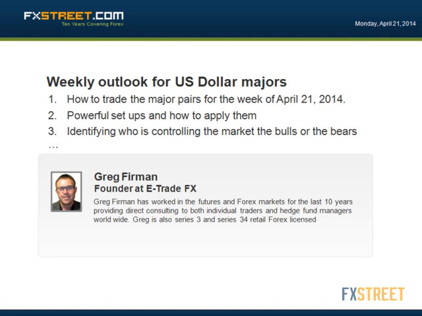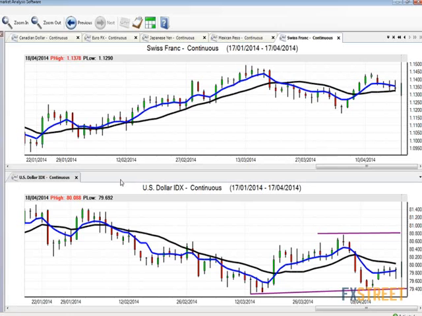So to begin this week's webinar, we're looking at the weekly outlook for the U.S. majors, specifically how to trade the major pairs for the week of April the 21st, 2014. We're looking at very powerful setups and how to apply them. Also identifying who is controlling the market, the bulls or the bears. This is something that I think a lot of people get confused by putting on too many indicators. We're looking at key breakout points to watch and supply and demand basics with accompanying indicators for momentum trading.